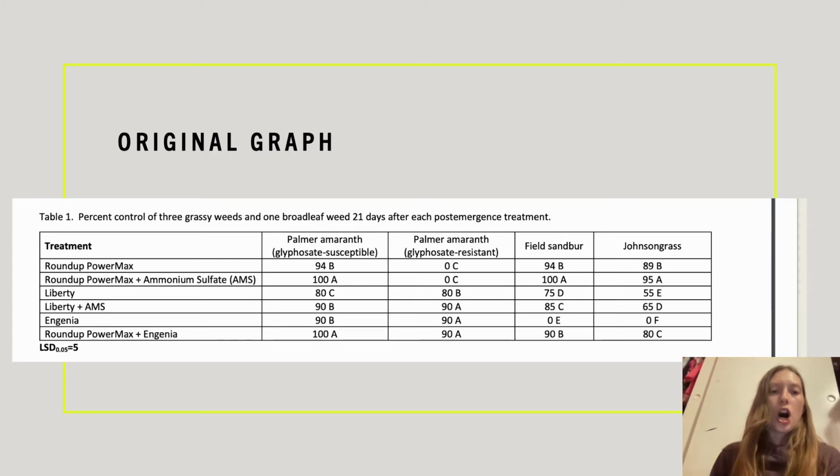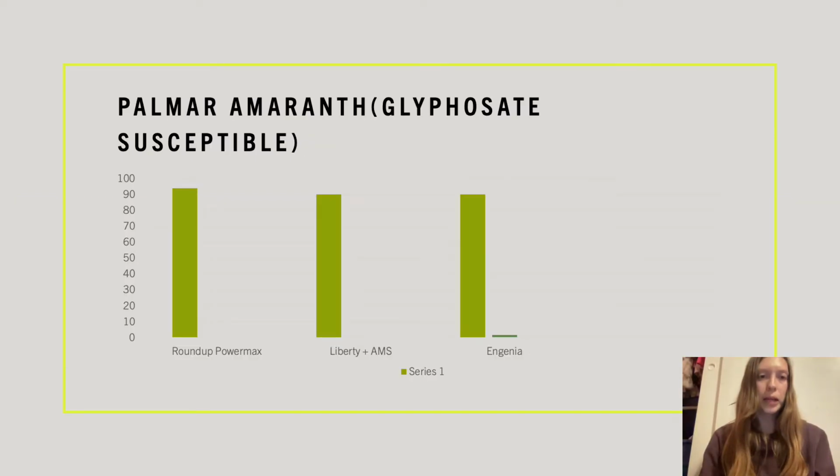So for instance, on the Palmer amaranth that are glyphosate susceptible, when we're comparing, we're going to be looking at all of the B's because they're all within the same control group, and so they're all going to fall under the same category. So for this, we're looking at 3 different types of application. We see the Roundup PowerMax, the Liberty Plus AMS, and the Engenia.